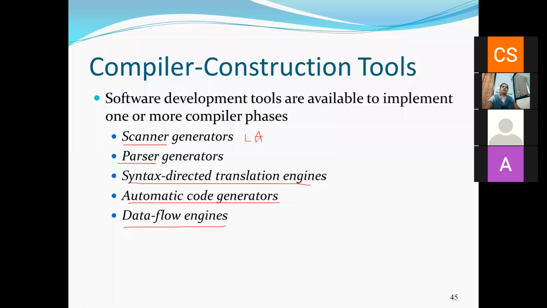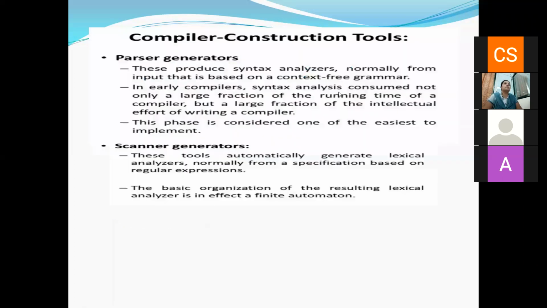Scanner generator acts as a lexical analyzer. Parser generator acts as a syntax analyzer. Syntax directed translation engine acts as a semantic analyzer, or it performs the evaluation of the tree. Then the automatic code generator acts as a final code generator, and the data flow engine acts as an optimizer. So these are the 5 tools. Let us see each tool in detail.